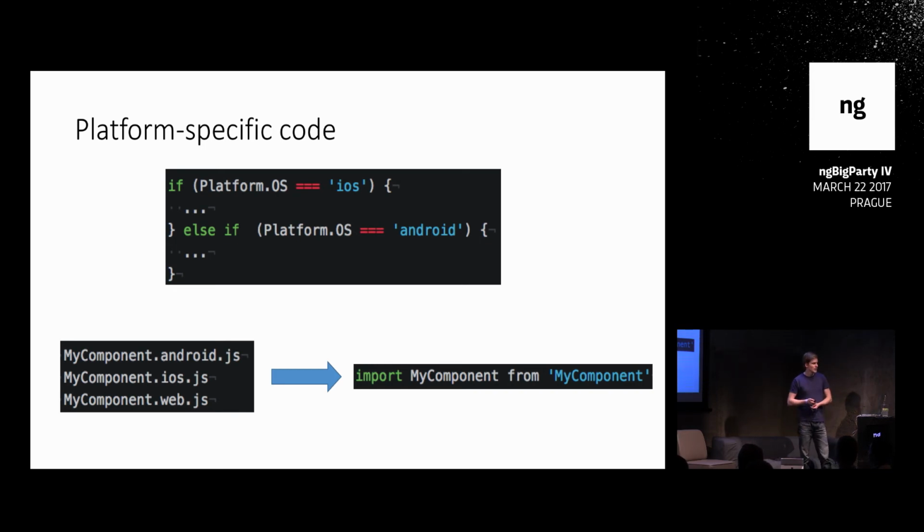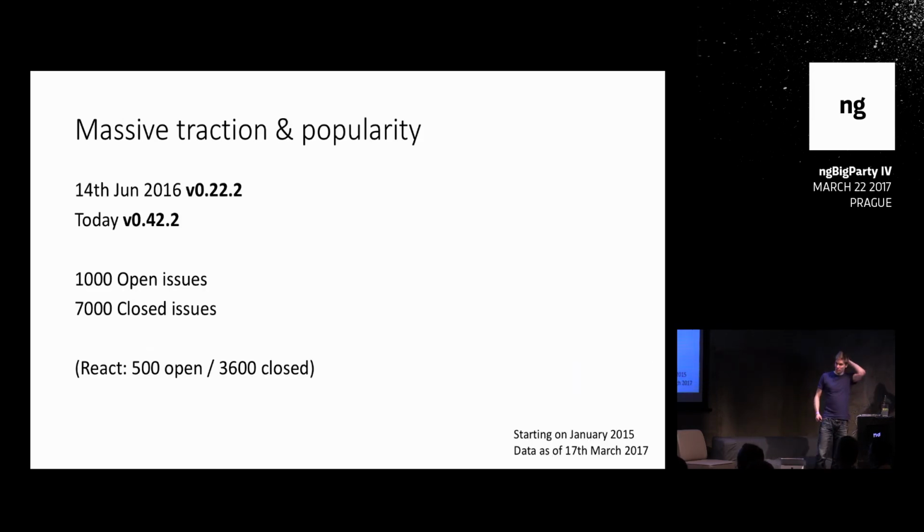This is pretty cool. So as you can see, a massive traction and popularity has been there since 2015, January, I think. We started to work with React Native on 14th of June last year, and it already has bumped 20 versions above, which is pain every single version release if you want to stay up to date. Just to compare, React has 503,600 issues on GitHub. React Native has almost double, so it's really popular. People like it, and people actually contribute, which is cool.